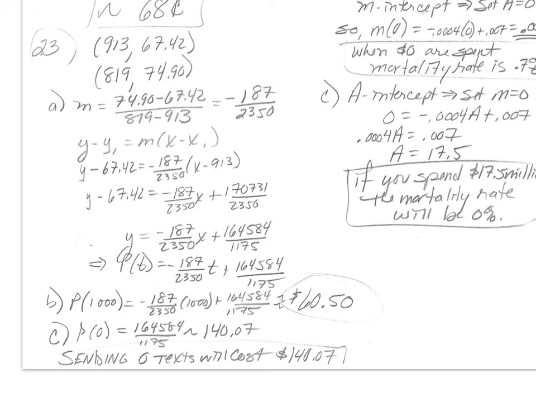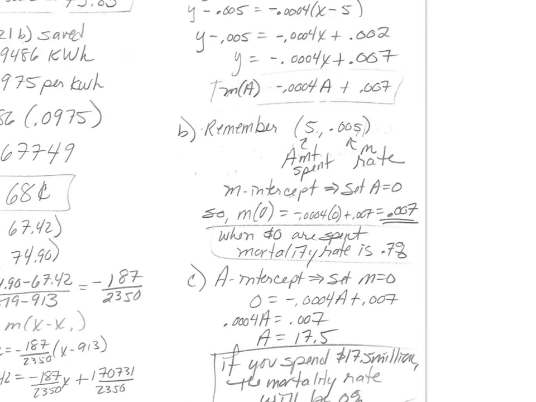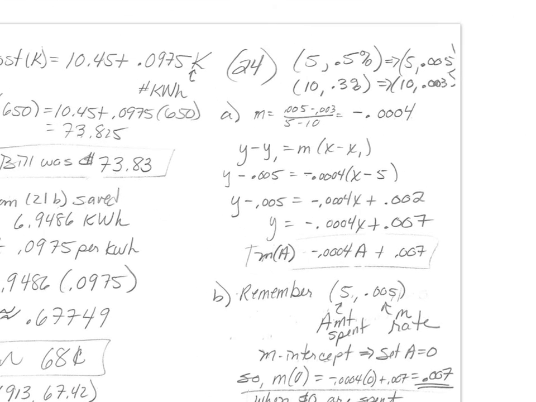What does that mean? That means when you send 0 texts, remember that's this value here, it will cost 140.07. That's the price of the bill. So this is the cell phone bill everybody would want, that the more texts you send, the less money you pay. I know, it's a weird example.